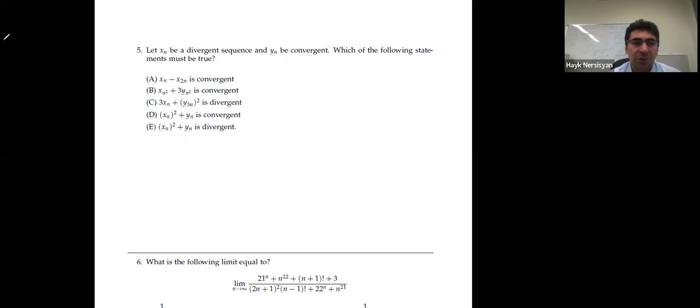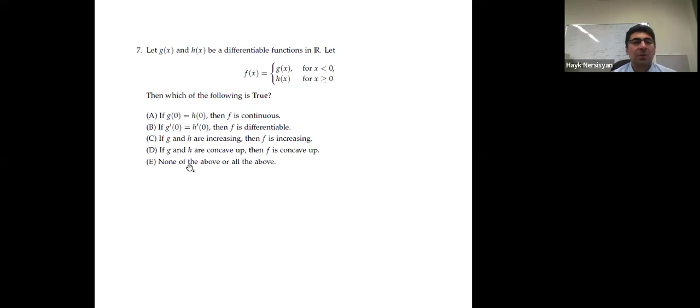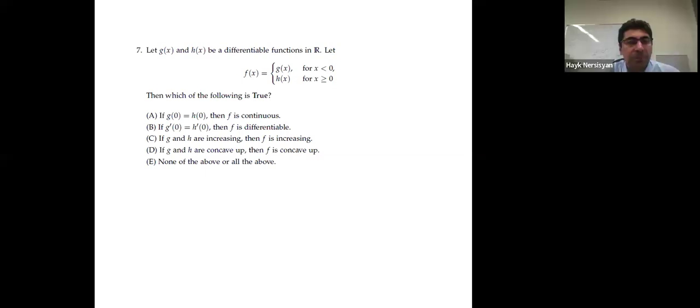Next one, 7. G and H are differentiable functions. F is defined as G for negative x's and H for non-negative x's. Which of the following is true? Okay. So if G0 equals to H0, then F is continuous. Is this true? So what does continuity mean here? What's the definition of continuity?